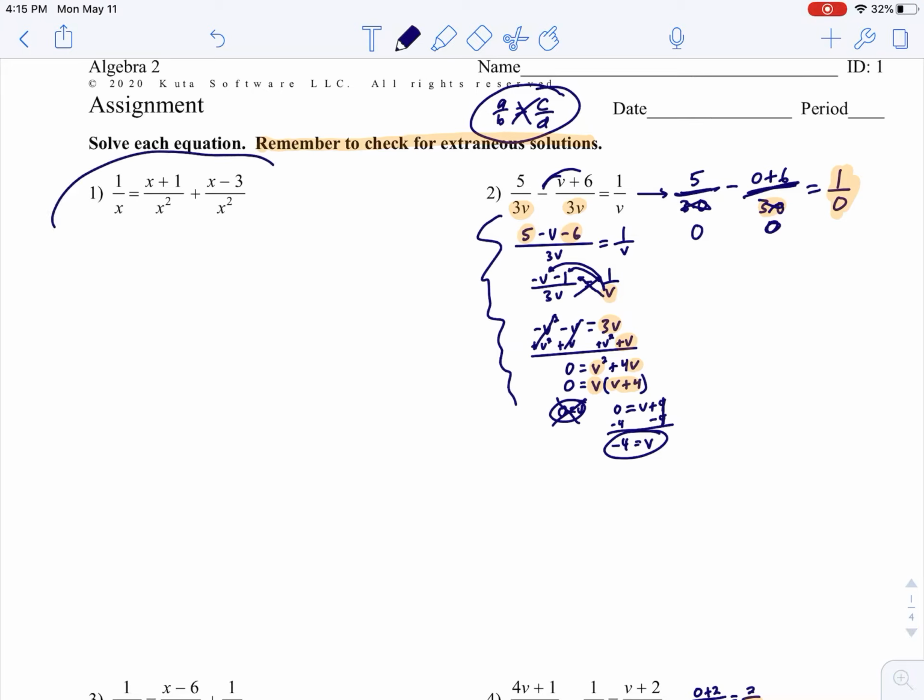There's no way you can look at this problem and just know the answer. You've got to show your work.